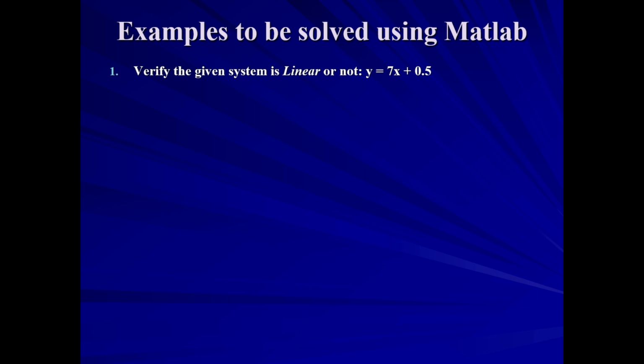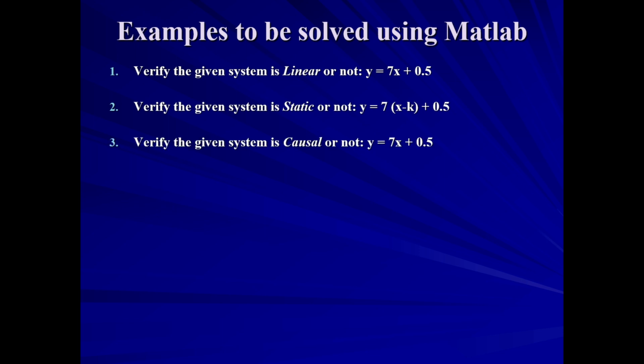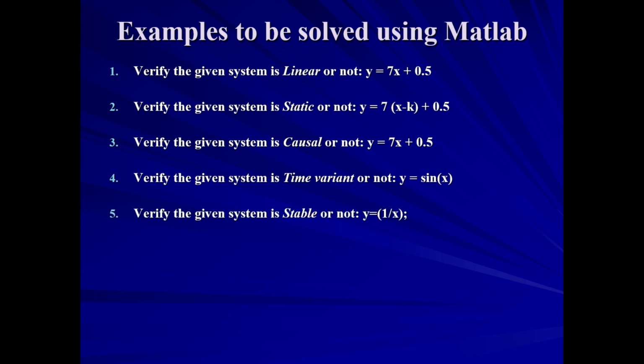So first, verify the given system is linear or not, that is y equal to 7x plus 0.5. Then second, verify the given system is static or not, that is y equal to 7x minus k plus 0.5. Third, verify the given system is causal or not, that is y equal to 7x plus 0.5. Then verify the given system is time variant or not, that is y equal to sin x. Then verify the given system is stable or not, that is y equal to 1 by x. And last is verify the given system is invertible or not, that is y equal to x square. So we have to verify the given system linear, static, causal, time variant, stable, invertible or not with the help of Matlab.